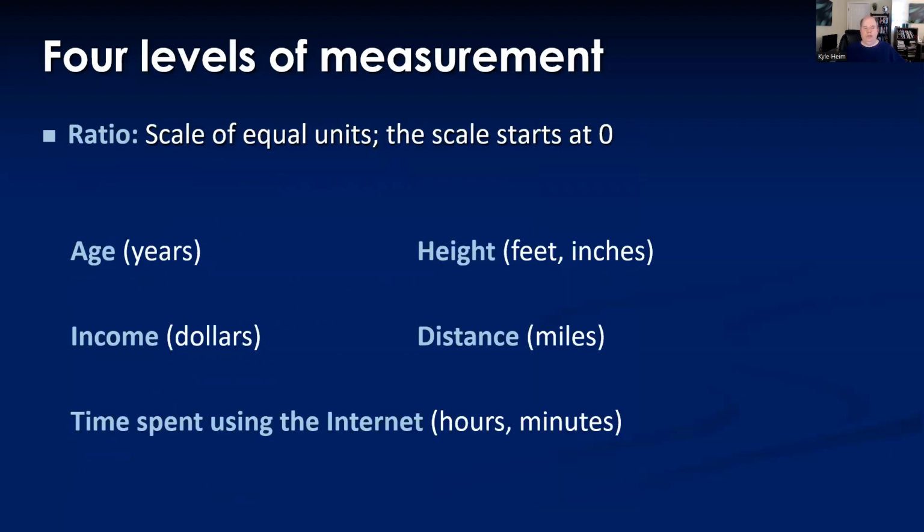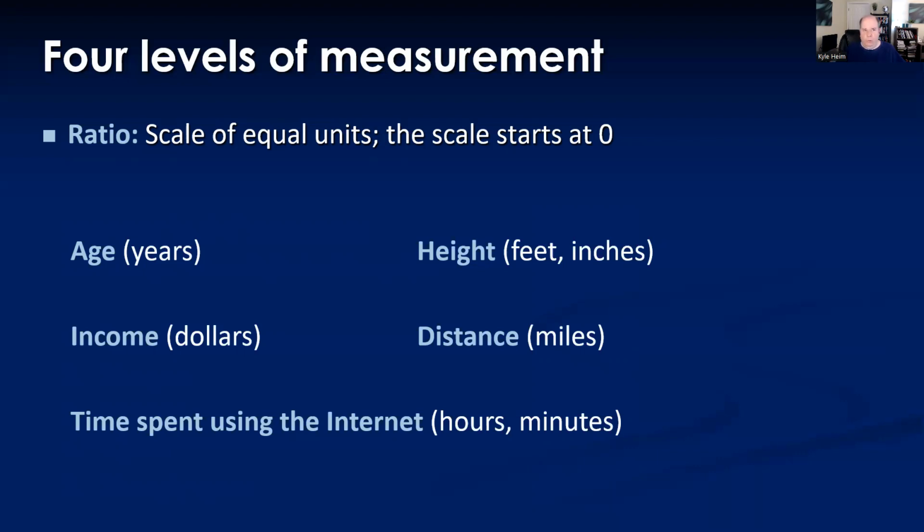Okay, let's move up to the most precise of them all, which is ratio. And ratio measurement is where you have a scale of equal units, only this time the scale does indeed start at 0. So there's all kinds of examples of this, like someone's age in years. When someone is born, they are age 0, and then each year you tack on another year. Height, income, distance, time spent using the internet. Those are all examples of ratio measurement.